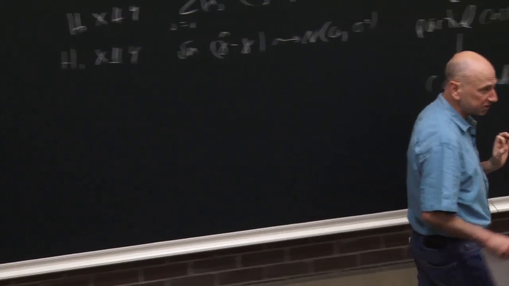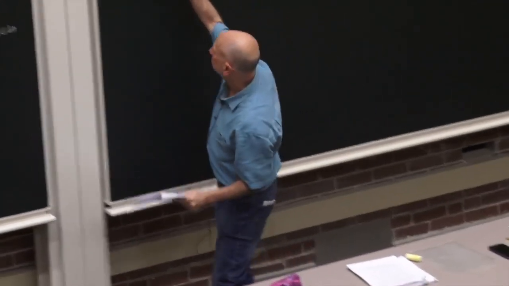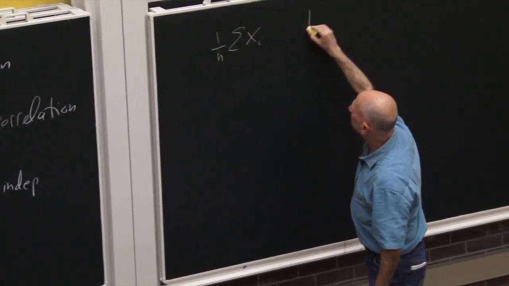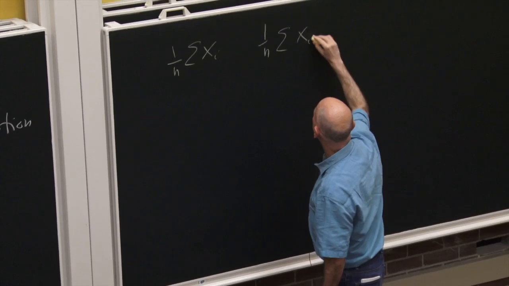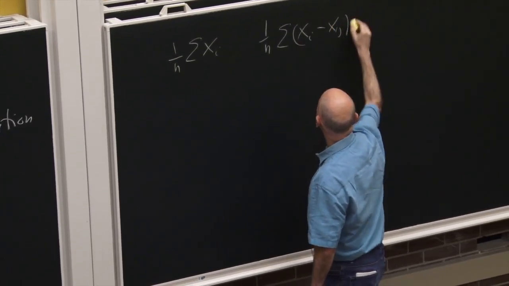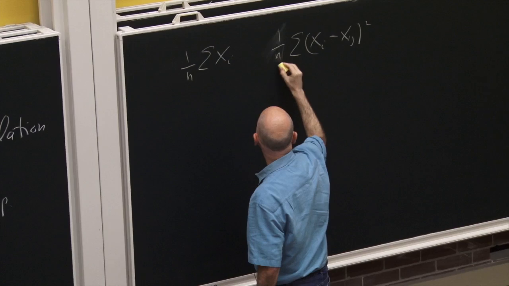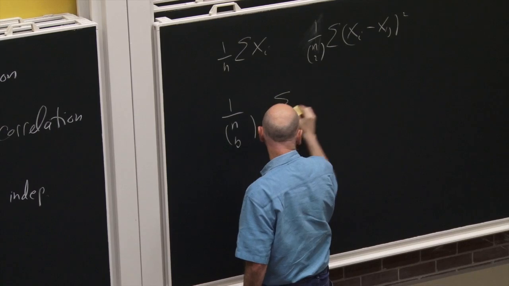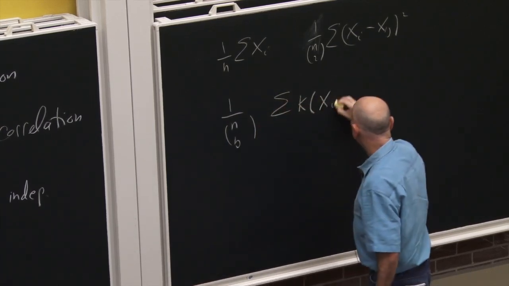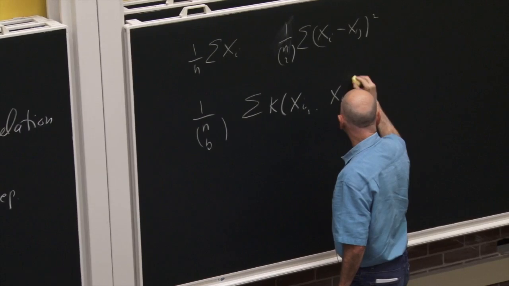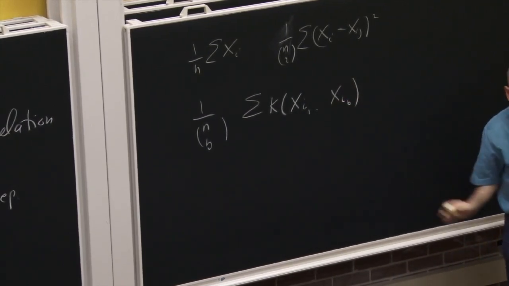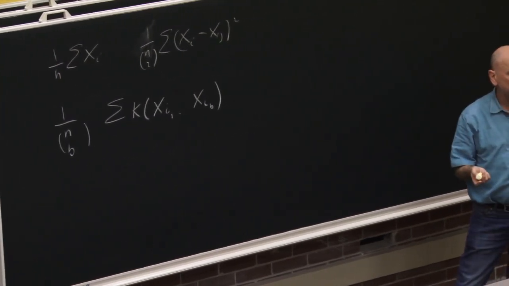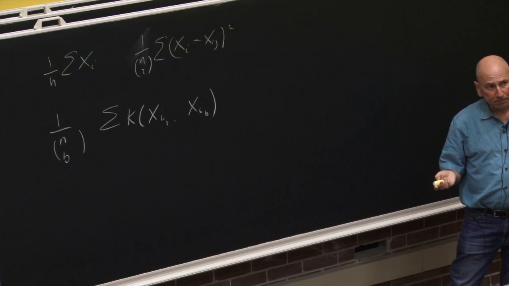Let me remind you what a U statistic is. Remember that an average is just something that looks like this, whereas a U statistic might involve pairs or triples or whatever. This becomes 1 over n choose 2, or more generally, 1 over n choose b, let's say, where these are over distinct pairs, or not pairs, but groups of b. That's a U statistic of order b.